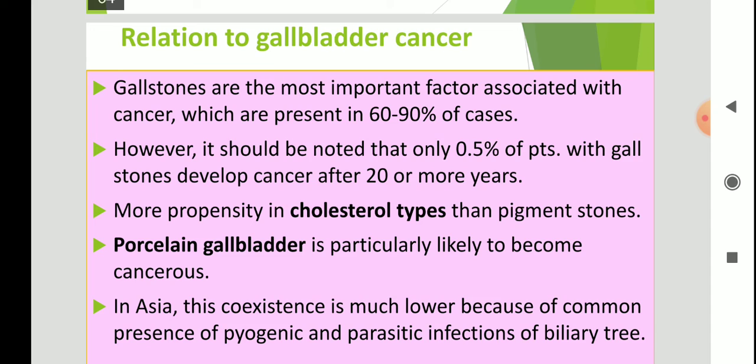Relation to gallbladder cancer. Gallstones are the most important factor associated with cancer, being present in 90% of cases. However, it should be noted that only 0.5% of patients with gallstones develop cancer after 20 or more years. There is more propensity in cholesterol types than pigment stones. Porcelain gallbladder is particularly likely to become cancerous. So, viva question.